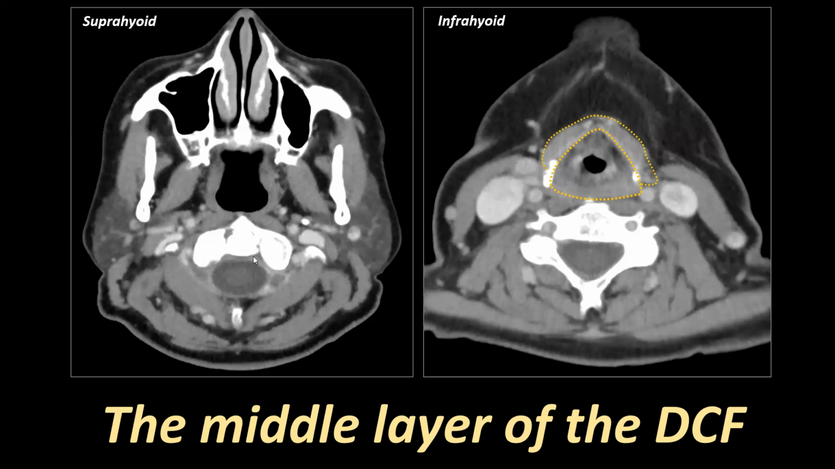And in the suprahyoid neck, the middle layer of the deep cervical fascia basically does the same. It encircles the visceral parts of the suprahyoid neck, and in this case that would be the nasopharynx and the oropharynx, basically the mucosal-lined tubular structures that connect our mouth or oral cavity and our nasal cavity with our lungs and our digestive tract. That's basically what it encircles.